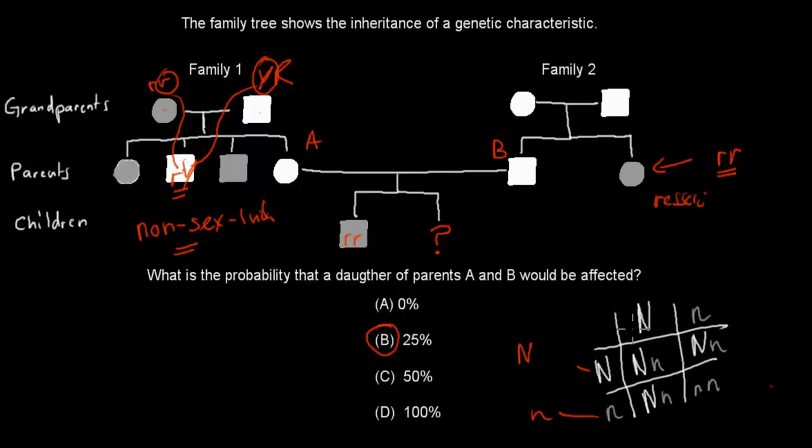And if we do the Punnett square, these 3 are non-affected, and the 4th one would be affected. So it's a ratio of 3 to 1. And that 3 to 1 is the same as that 1 having a 25% chance of taking place. So that's why B is correct, a 25% chance, and the other ones were all wrong.